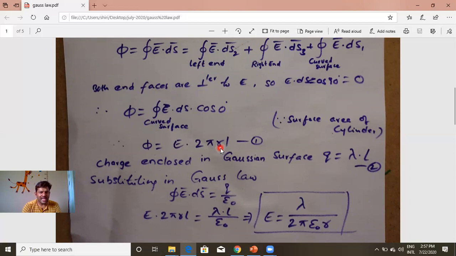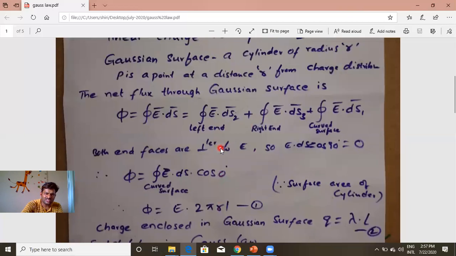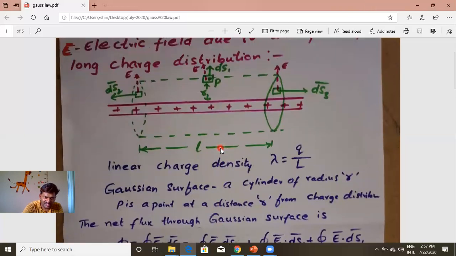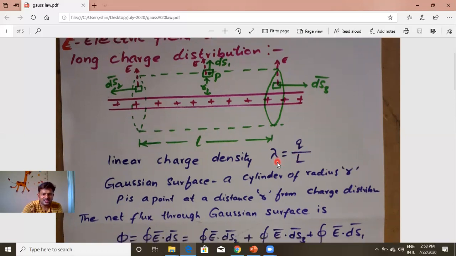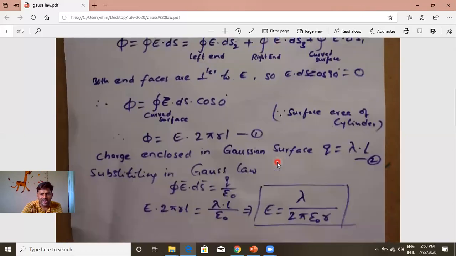Now we need to calculate the third step, that is the charge enclosed in the Gaussian surface. This is our closed surface. Charge is residing from this point to this point in a length of L. We know linear charge density lambda is Q by L. Per unit length, the charge is lambda. Then for a small length L, the charge is lambda into L.